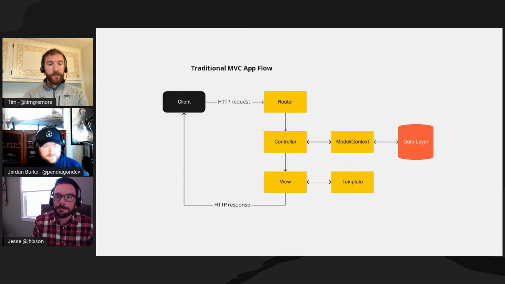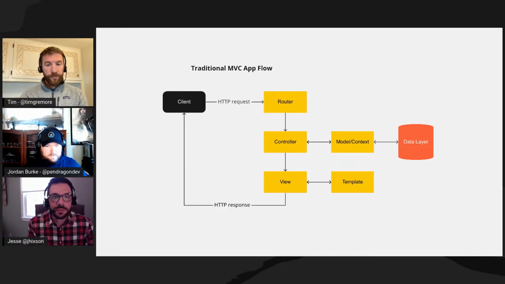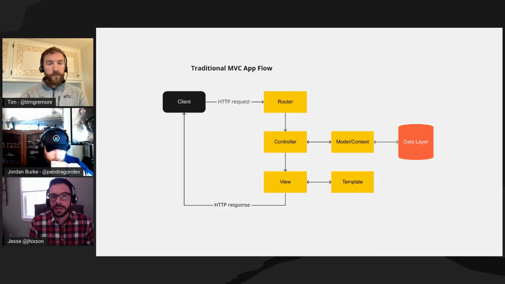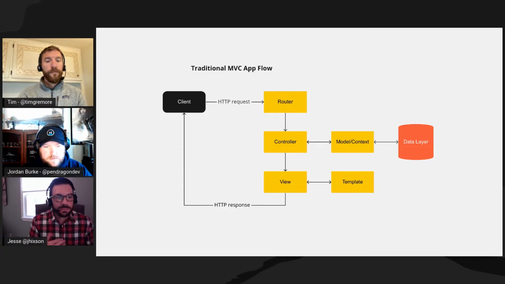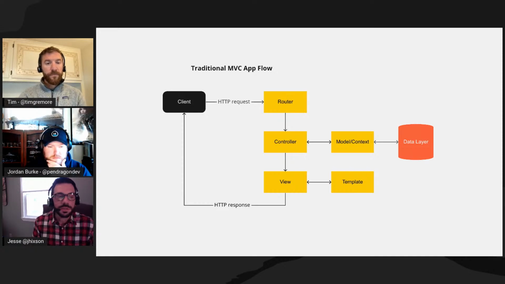A typical request-response lifecycle might look something like this, where the client makes a request to your application. It comes into a routing layer. The router then decides, what am I supposed to do with this request? Is it valid? It passes it potentially through some middleware, maybe for authentication or other validation layers. Ultimately, it hands that off to a controller, which is the brains of the operation in those traditional applications.